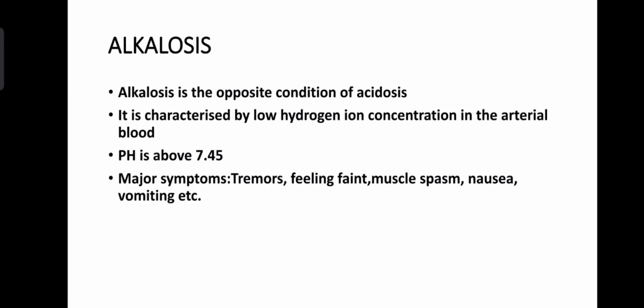Alkalosis. Alkalosis is the opposite condition of acidosis. Its pH is above 7.45. It is due to the low hydrogen ion concentration in the arterial bloodstream. The major symptoms include tremors, feeling faint, muscle spasm, nausea, vomiting.